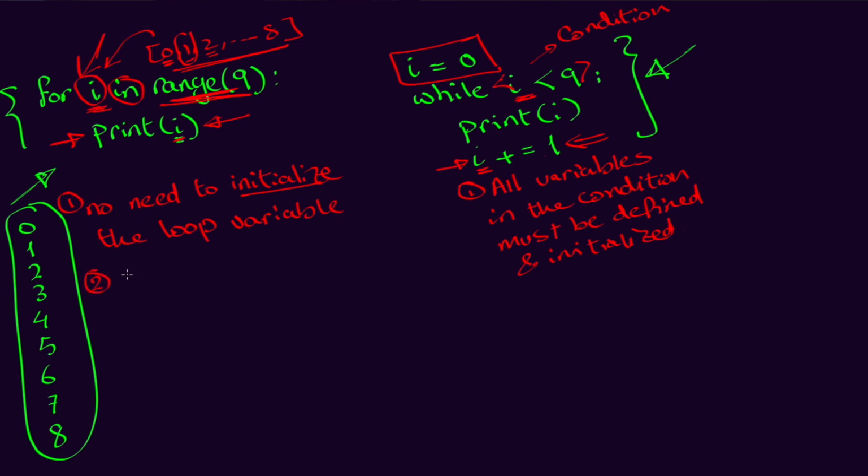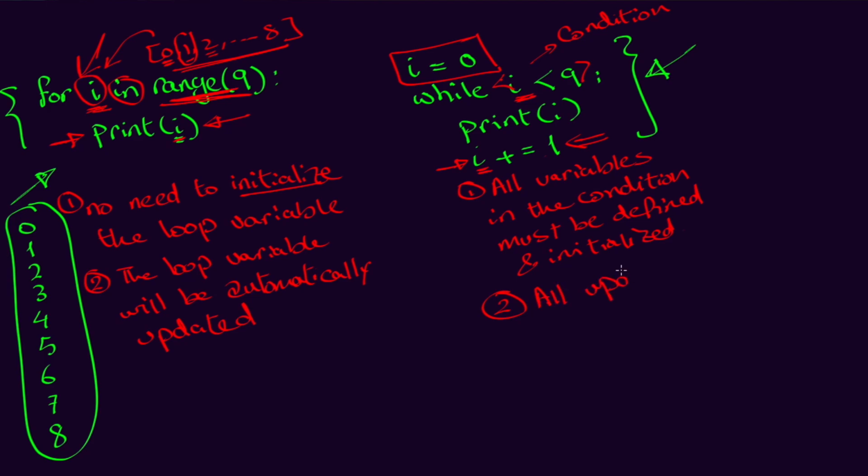So here, number 2, the loop variable will be automatically updated. Here, all updates must be explicitly stated. And this is another difference between a for loop and a while loop.